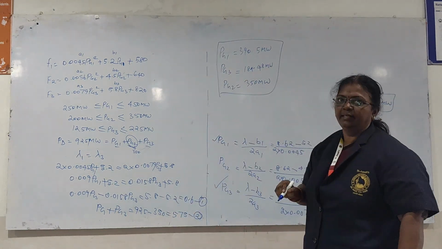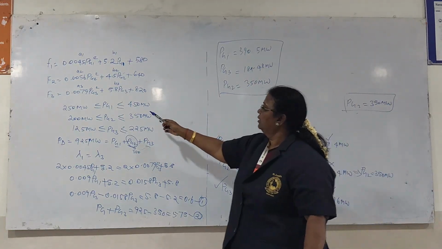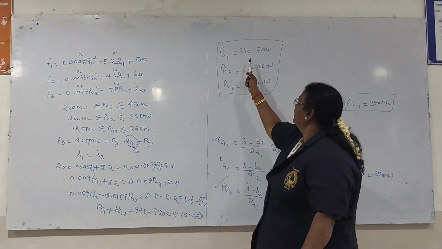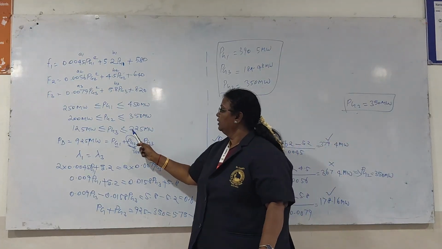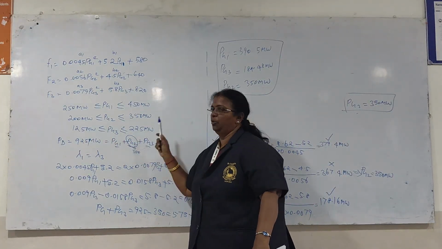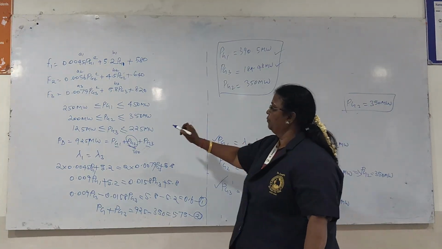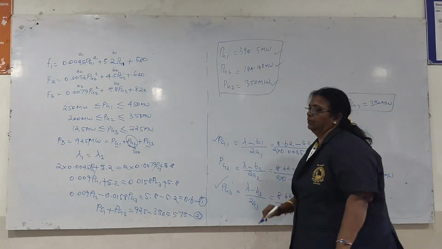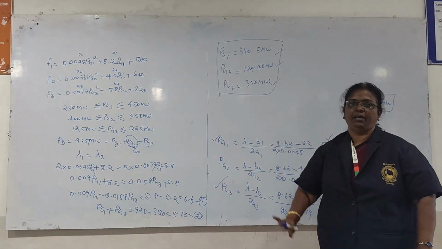Now you check the generating limits. For PG1 it is 390, so well below the limit. 450 is the maximum, and it's only 390. For PG3 it is 184. It should lie between 125 and 225, so it is within the limits. For PG2 the maximum is 350, so the second generator is going to generate 350 megawatt.